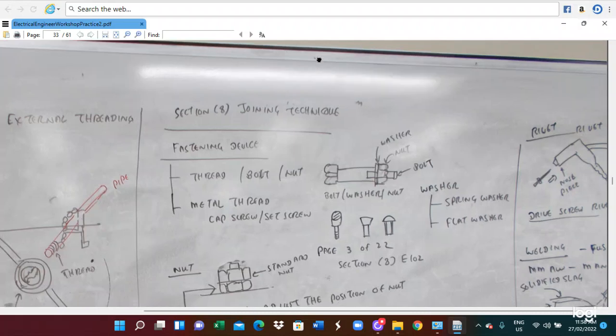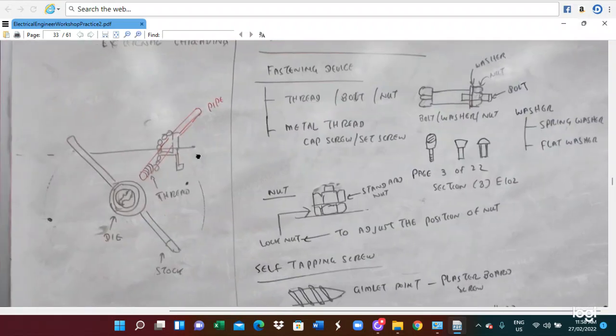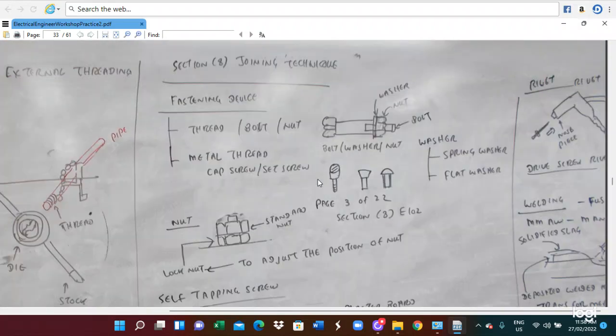So we are talking about this EWB method. Regarding this joining technique, we use a fastening device. We use a thread, bow, and knot. So this is the bow and knot connection. In this case, the method is through the cat screw, so they are tied on the cat screw.